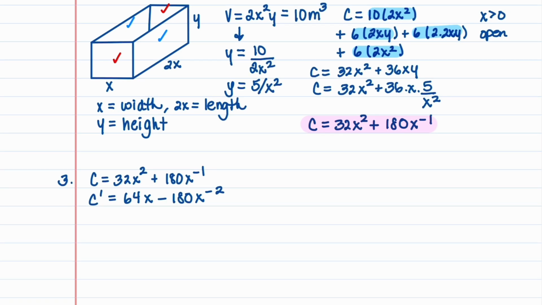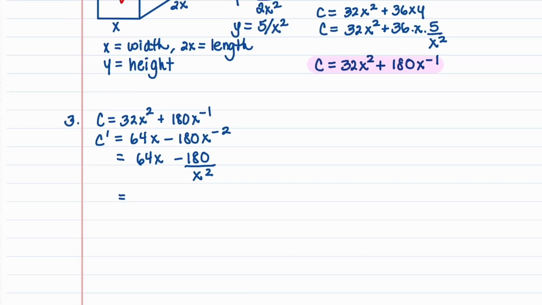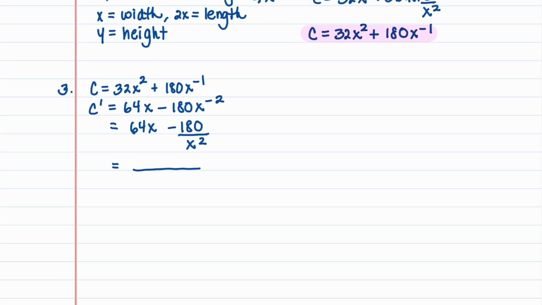Let's go ahead and simplify this. This is 64x minus 180 all over x squared. So let's get a common denominator of x squared. In our numerator, we then have 64x cubed minus 180. I'm going to go ahead and highlight that because we're going to need that in a minute.